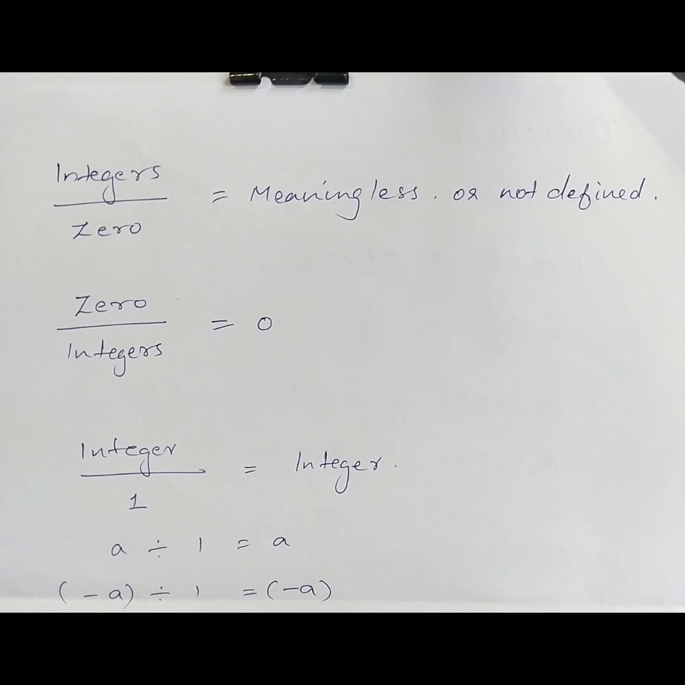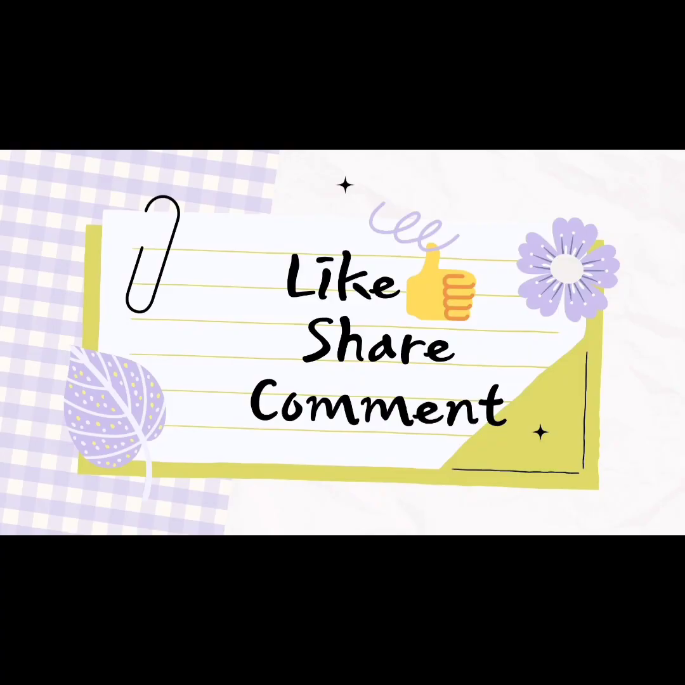Next, an integer is divided by 1. We will get the same integer as the answer. Example, a divided by 1 is equal to a. If minus a is divided by 1, the answer will be minus a. We are concluding the class today.